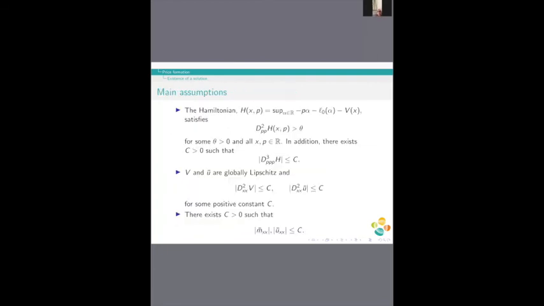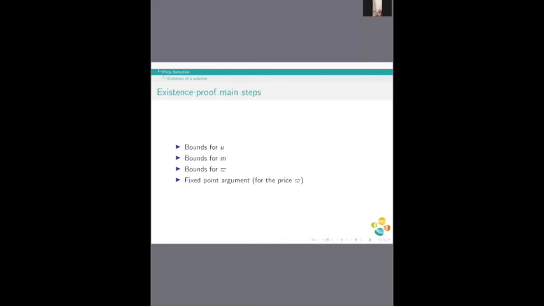So there are a number of technical assumptions, but essentially it's uniform convexity of the Hamiltonian. This is the thing that plays a critical role. I mean, we have some technical assumptions on third derivatives and some bounds, because you always need some kind of bounds in this business. So under these assumptions, what we are going to do is this: we want to prove bounds for u uniformly in price.